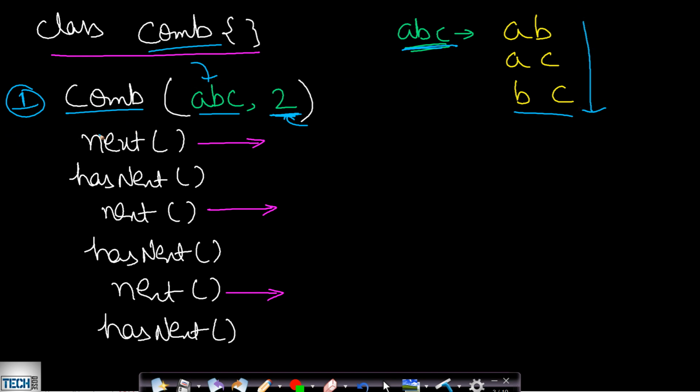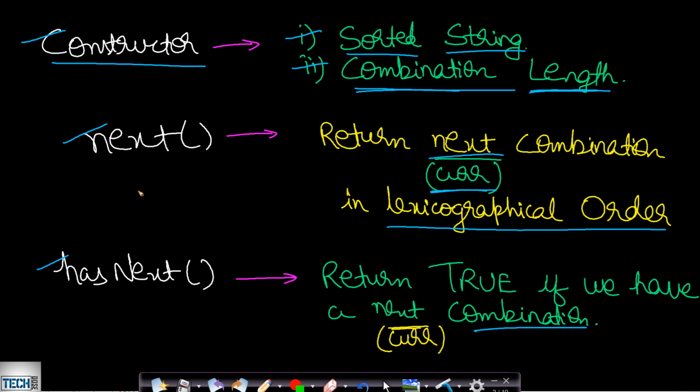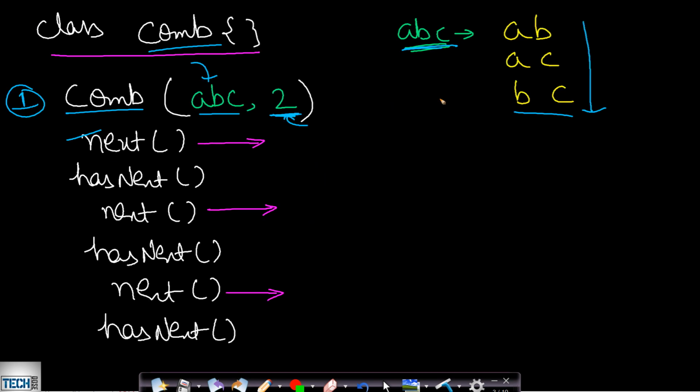So let us now process the queries. The first query is next. So what will this give? In the next we need to return the next combination in lexicographical order. We have not returned anything. So I will assume we have a pointer which will be pointing to this first string, and the string should be of this combination length. Now when we are encountering this next function, we have actually not returned anything previously. So we will be starting from this pointer, and returning whatever this pointer is pointing to. This is pointing to AB, so we will be returning AB here.